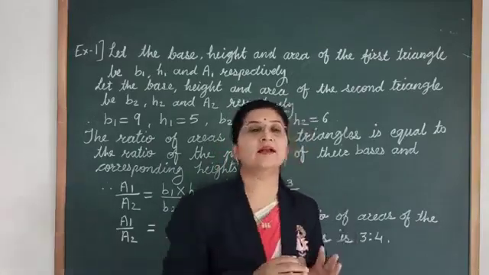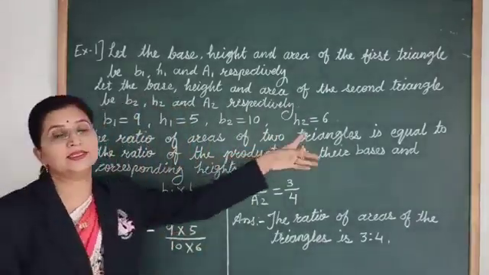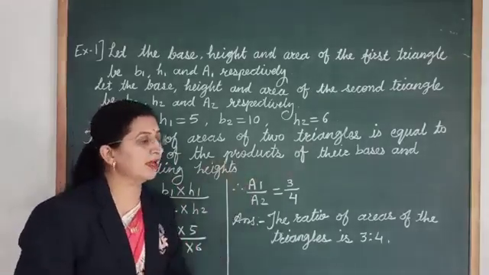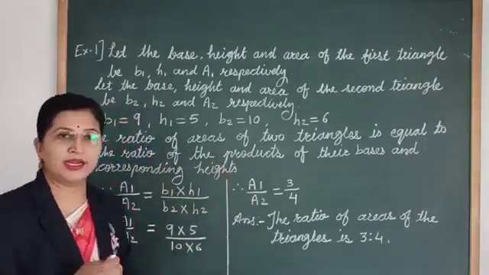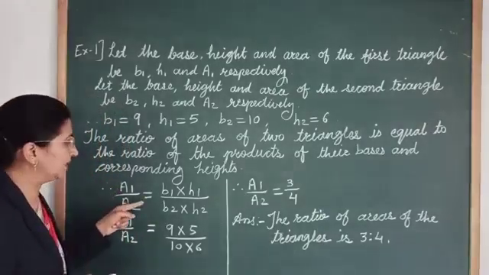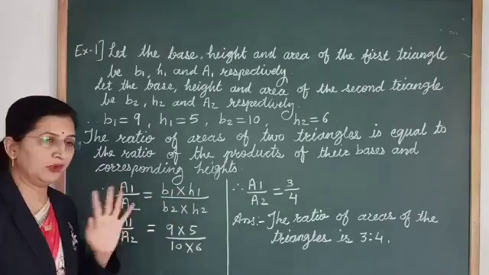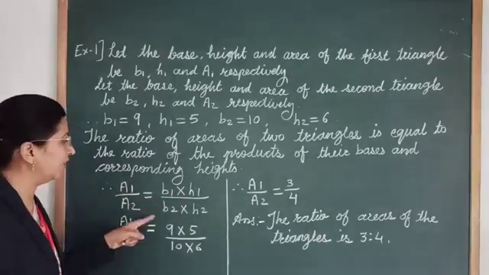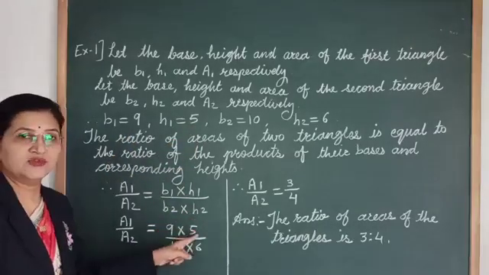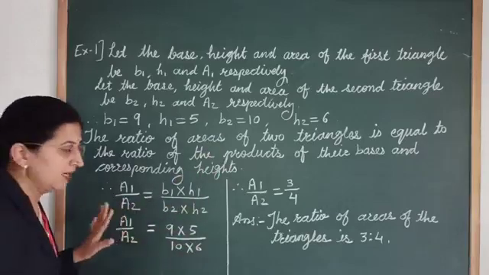And we know that the ratio of areas of two triangles is equal to the ratio of products of their bases and corresponding heights. That is A1 upon A2 is equal to B1 into H1 upon B2 into H2. Now let's put the values. B1 is 9, H1 is 5. 9 into 5 upon 10 into 6. Okay. Now let's reduce this.